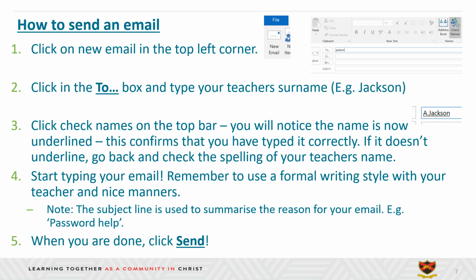How to send an email. In the top left corner of your email, you will see a box that says New Email. This will bring up a pop-up, and in there you click the To box and type your teacher's surname. So for example, Jackson. If you click the button on the top panel that says Check Names, you'll notice the name is now underlined. This confirms you've typed it in correctly. If it doesn't underline, you need to go back and check the spelling of your teacher's name.